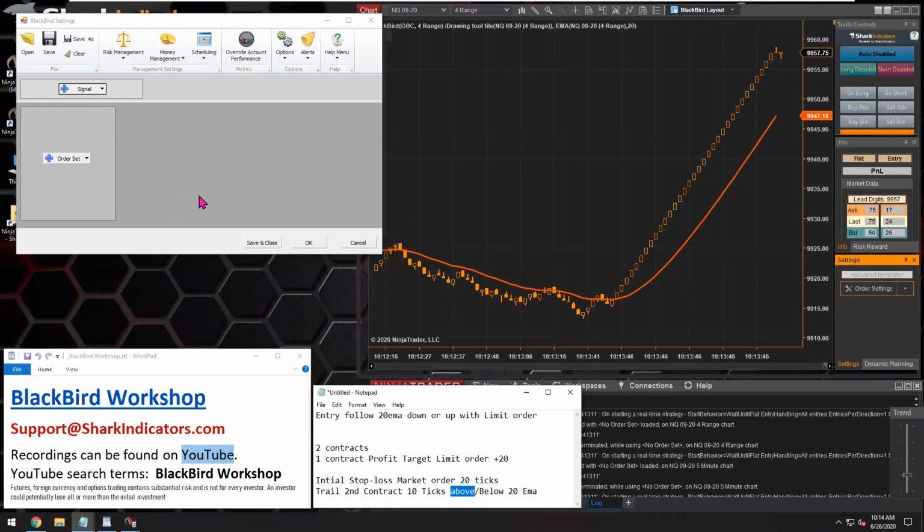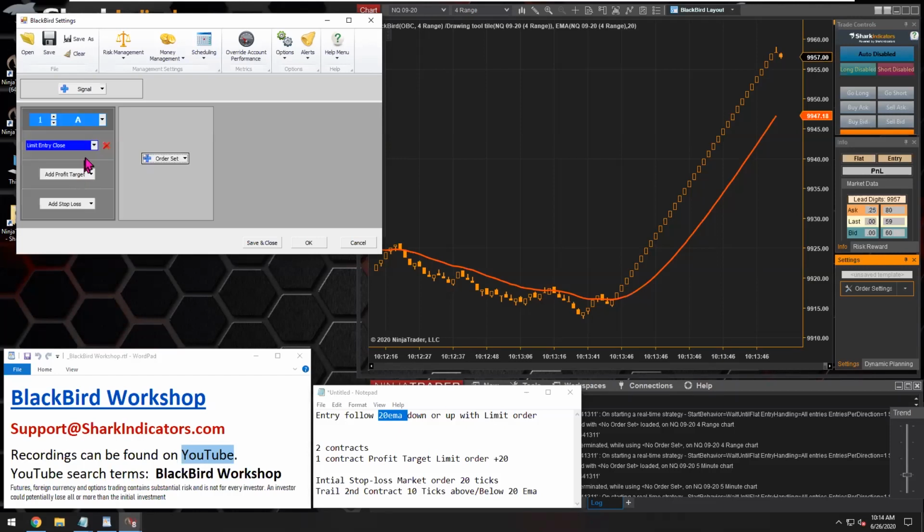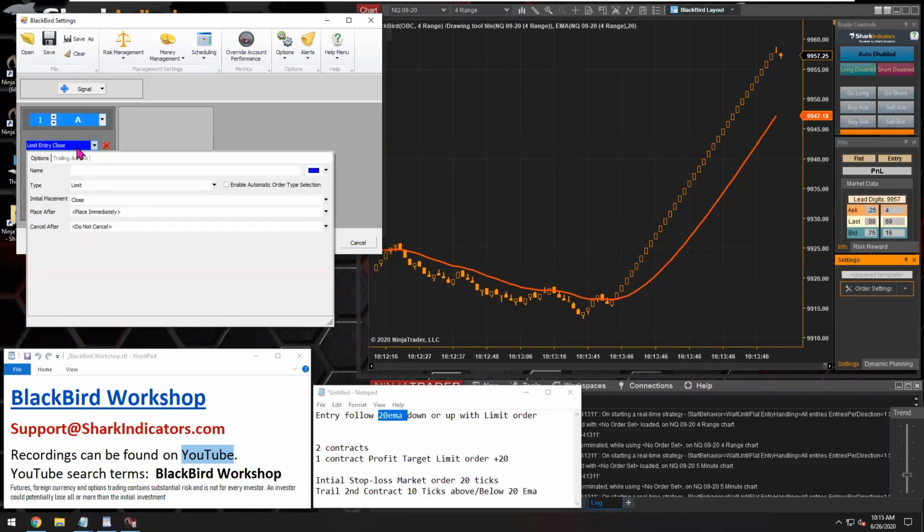All right, so you always start with the entry order when you're building an order set. So we know it's going to be a limit order, and we want to follow the 20 EMA. All right, so let's start with a limit entry order, and next we'll open it up, and we're going to adjust the initial placement here.